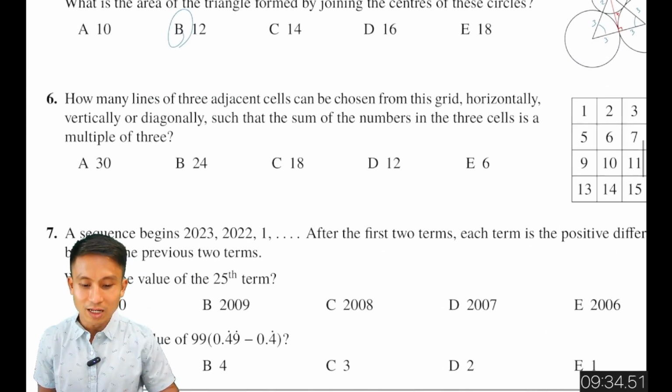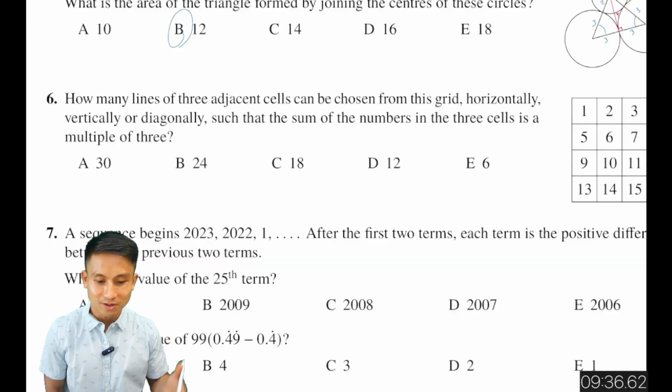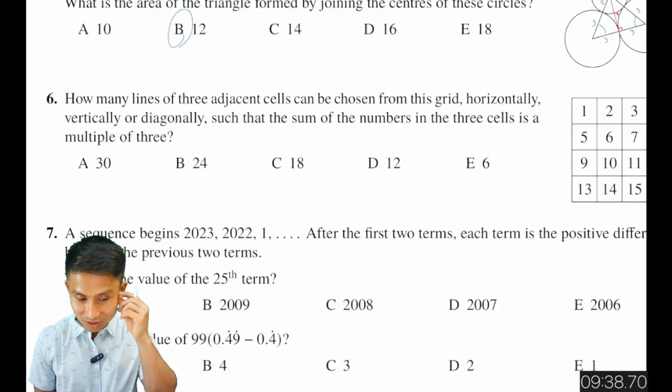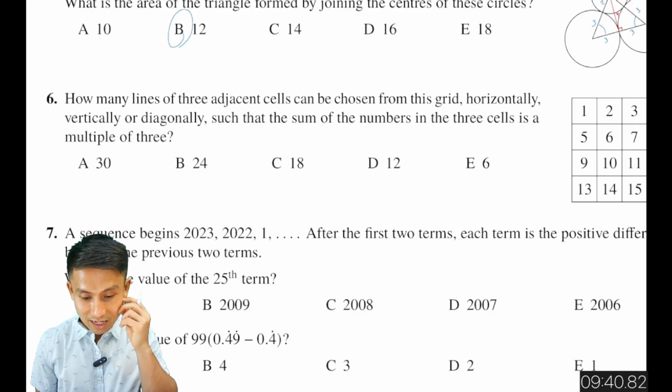Number 6, how many lines of 3 adjacent cells can be chosen from this grid, horizontally, vertically, diagonally, such that the sum of the numbers in the 3 cells is a multiple of 3.